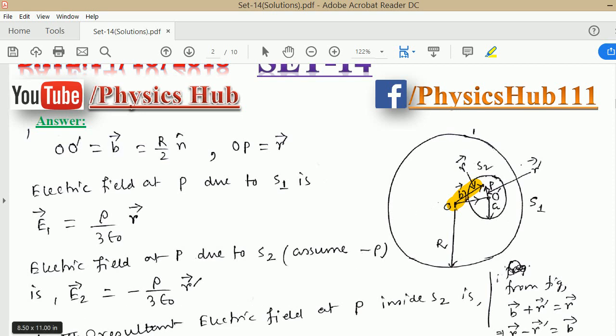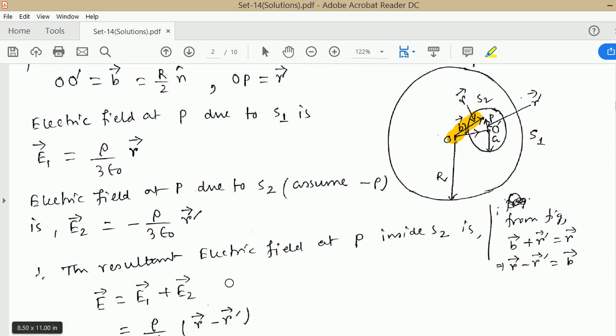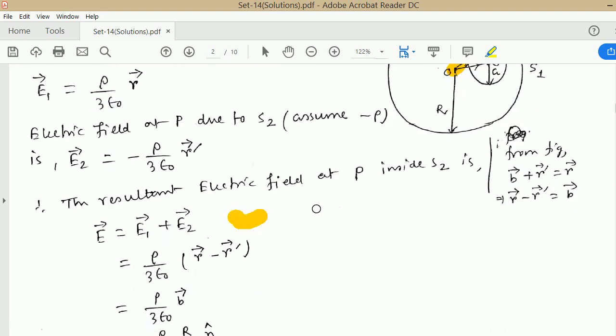So Et equals minus rho by 3 epsilon naught r prime. R prime, because for the smaller sphere we are measuring the distance from this point O prime. For the bigger sphere we are measuring the distance from O. So the resultant electric field at P inside S2 is E equals E1 plus E2. This is the principle of superposition.